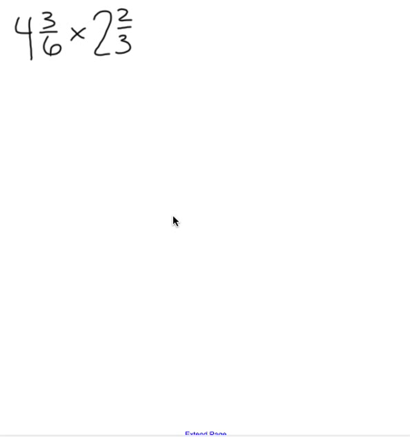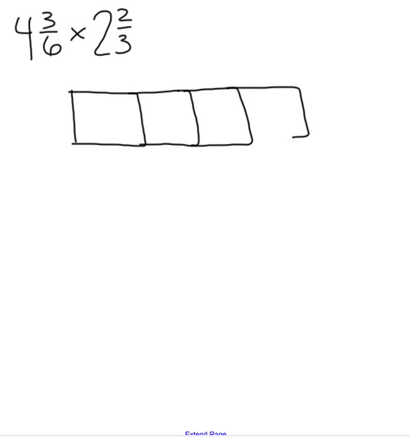Okay, so we're going to start with 4 and 3/6. So we're going to make 4 holes. There's 4 holes in 4 and 3/6. So I'm going to make another hole, and I'm going to divide it into 6. And we need 3/6.